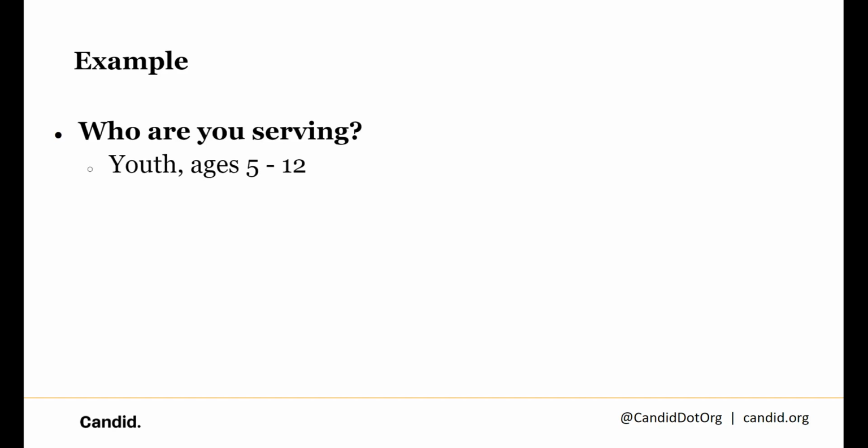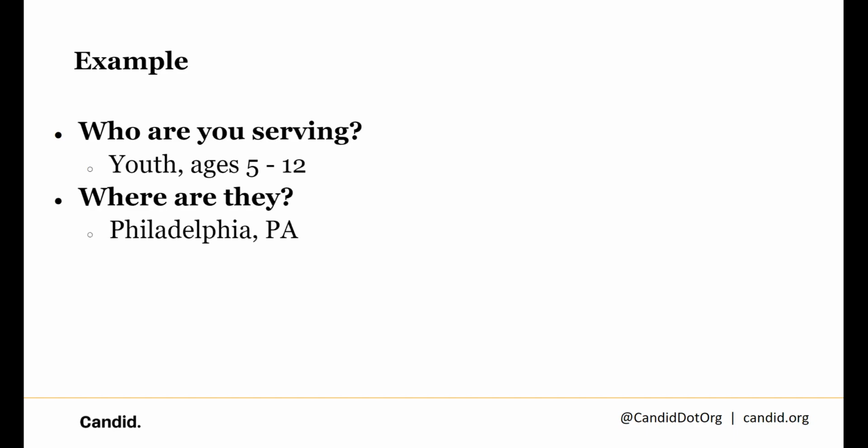So for example, if we have a nonprofit organization that's providing after-school programs for children and youth in Philadelphia, here's how we might answer those questions. For who are you serving, we might say we're serving youth, kind of a general term, but specifically those ages are 5 to 12. Where are they located? The work is being done in Philadelphia, so that's the geographic focus. And it's going to be really important that you include a geographic focus when you're searching Foundation Directory Online, so that you're getting a list of funders who are specifically interested in funding that geography.